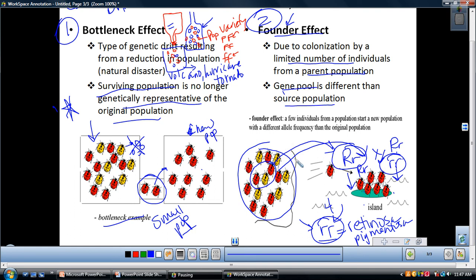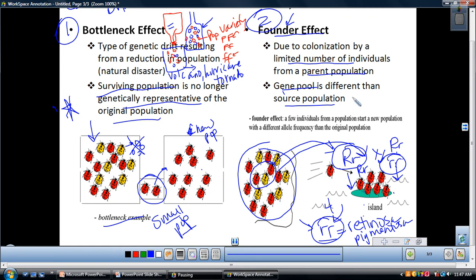You might see this, I'm just giving this as an example, with certain insects that blow with a storm from one island to another island that is not inhabited. So maybe some insects blow from one island to the other, and their new population is not representative of what the source population was.